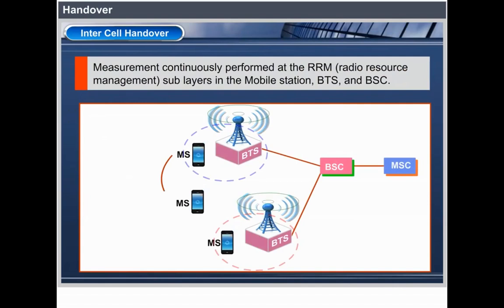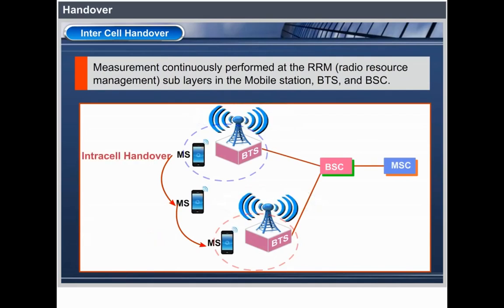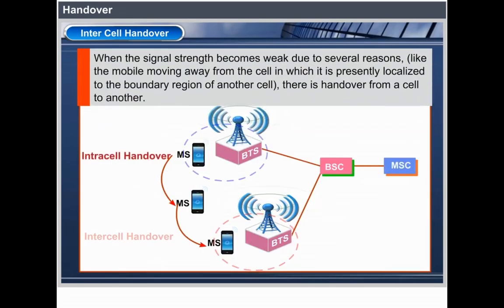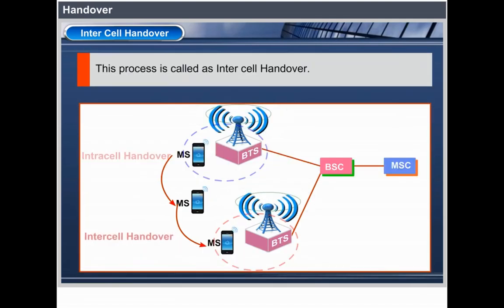Inter-cell handover. Measurement is continuously performed at the RRM, Radio Resource Management, sublayers in the mobile station, BTS and BSE. The RRM is also responsible for handover management. When the signal strength goes weak due to several reasons, for example, the mobile moving away from the cell in which it is presently localized to the boundary region of another cell, there is handover from a cell to another. This process is called inter-cell handover.